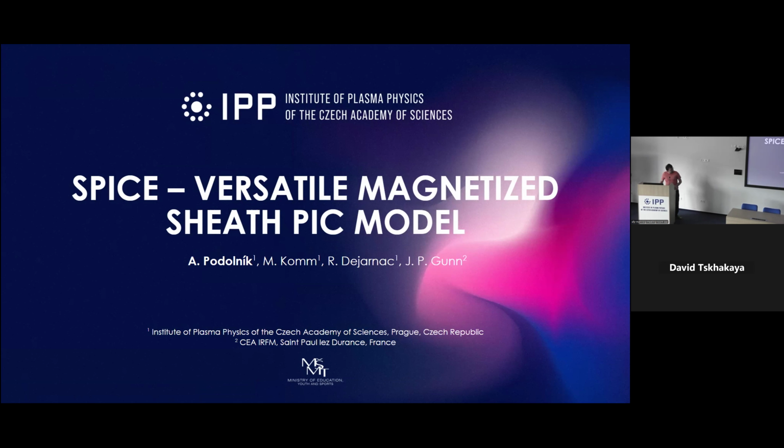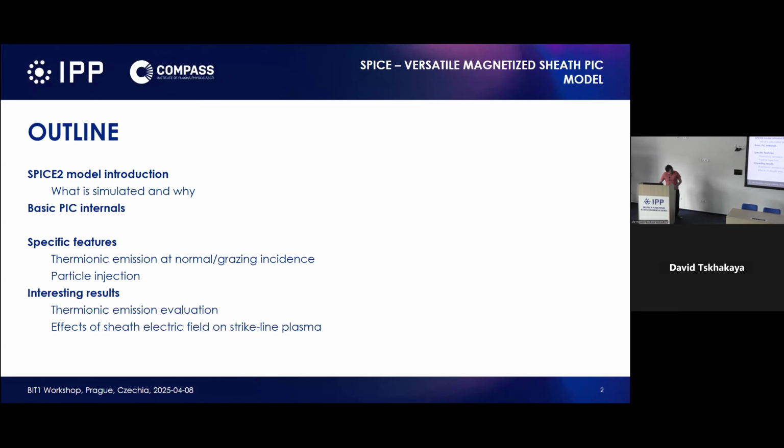The PIC part is obvious, and the S is sheath. So it's about basically simulating just a small space between the plasma bulk and the surface itself. I'll be talking about how the model works and what the specific features of the model are, as well as some interesting results that we have achieved lately.